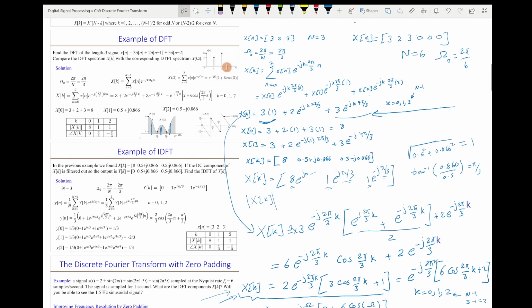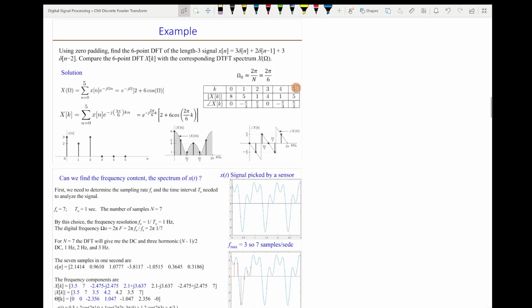3 zeros. Okay, let's demonstrate the impact of zero padding to improve the frequency resolution in the discrete Fourier transform by looking at this example. This example is similar to the example we did before, where x of n equals 3, 2, 3. And in that case, the frequency resolution was 2 pi divided by n, which is 3.